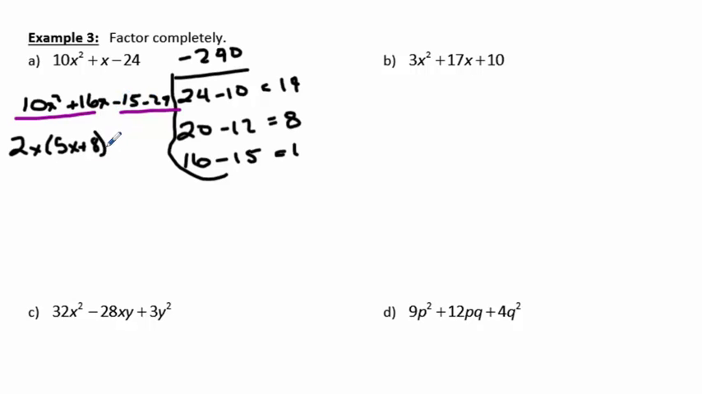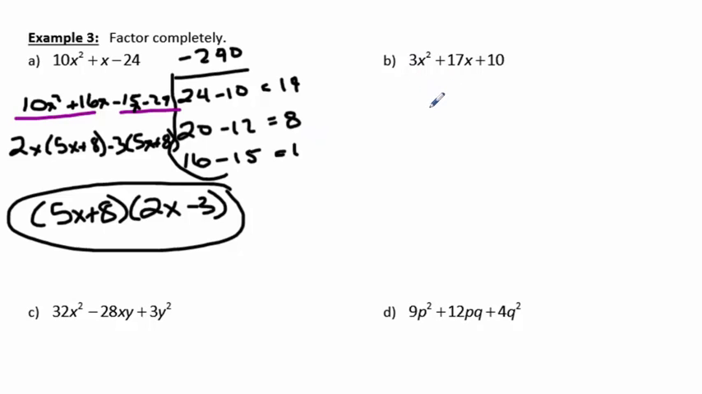And I can divide both 15x and 24 by negative 3. So that's going to leave us with 5x plus 8. Now, since 5x plus 8 is the same in both groups, we can factor out the 5x plus 8, and we're left with the second parenthesis as 2x minus 3. Let's look at part B.